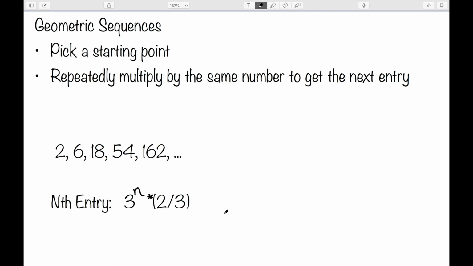So I'm going to multiply that by 2 over 3, because then 3 to the first power is 3, and 3 times 2 over 3 is 2. For the second entry, 3 squared is 9, and 9 times 2/3 is 6. And we can continue this process to see that this works and will give us the general formula for this geometric sequence.